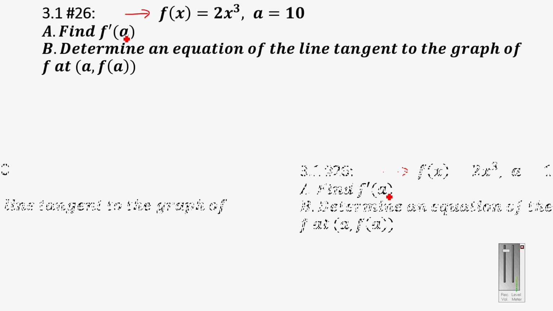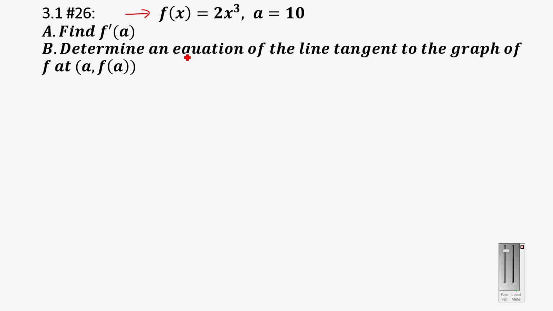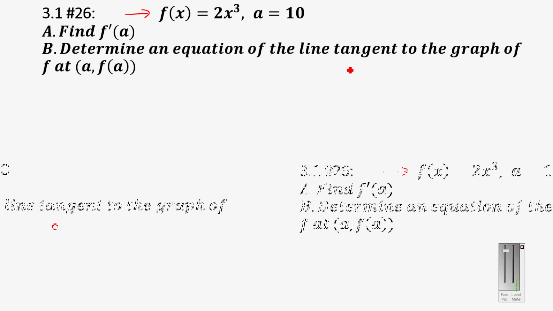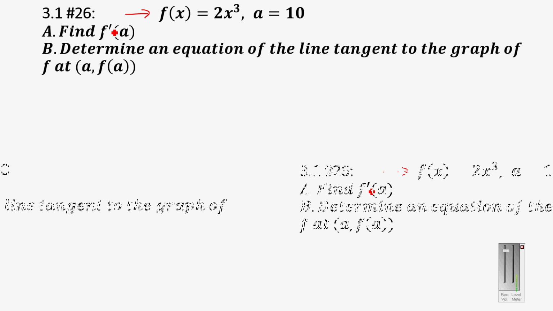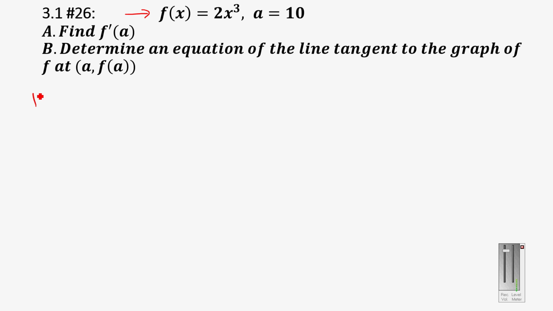So we want to find f prime of a. Determine an equation of the line tangent to the graph of f at a, f of a. And you can think of this as x and y, or x and f of x. It's a and f of a is all it really is. So again, 26 here. What they're asking us to do is f prime of a, and we said a equals 10. So we can really say they're asking us to determine f prime of 10.